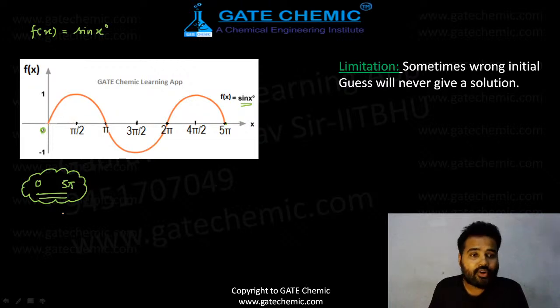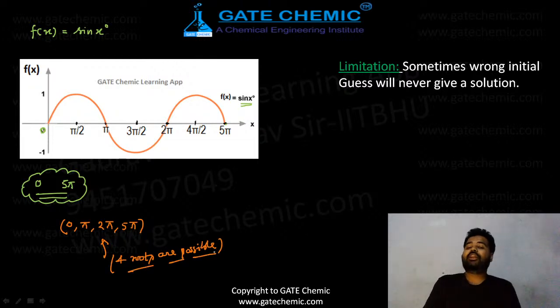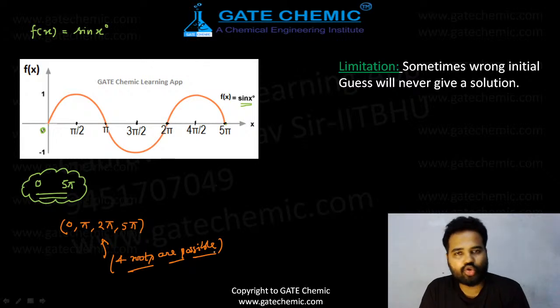So one is 0, second is pi, third is 2 pi, and fourth is 5 pi. That means for this given range 4 roots are possible. Yeah, absolutely correct beta Mukul. That means for a given equation, x has only one root? No. x may have more than one root: 2 roots, 3 roots, 4 roots, 5 roots, 6 roots, 7 roots.